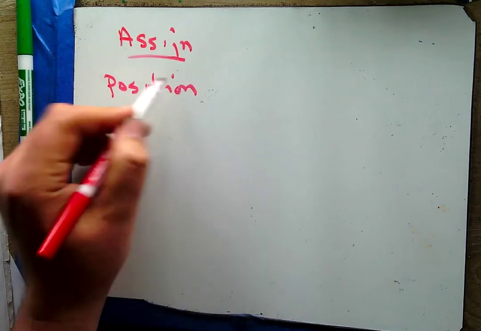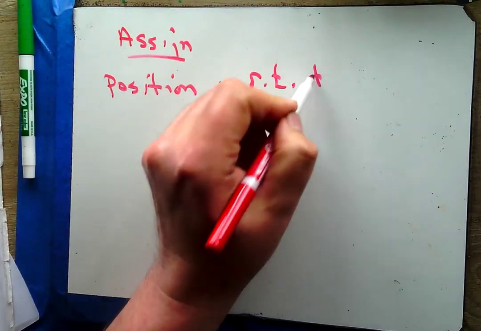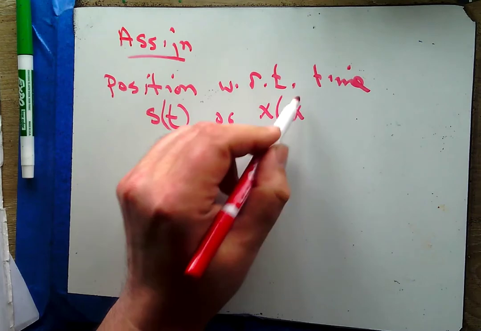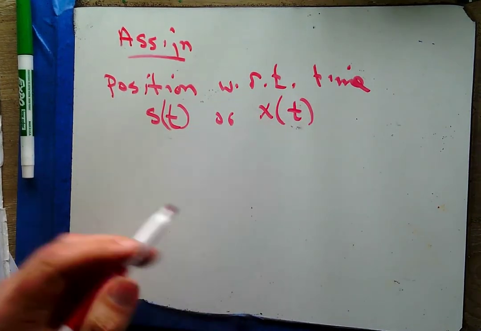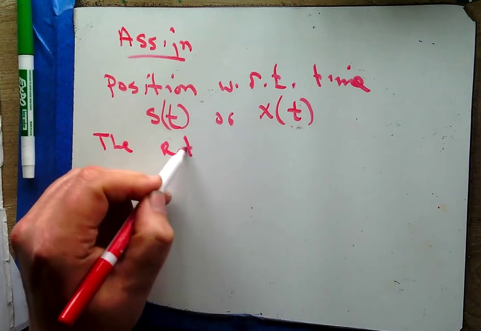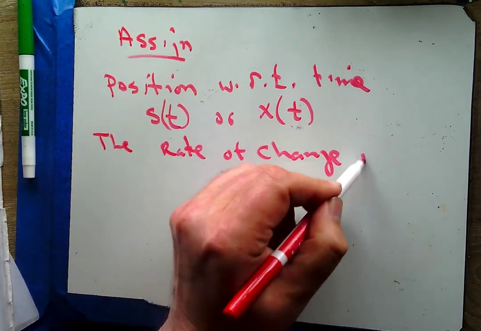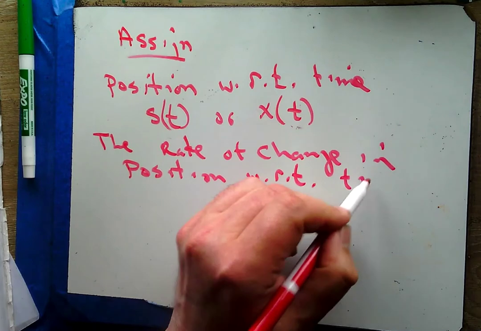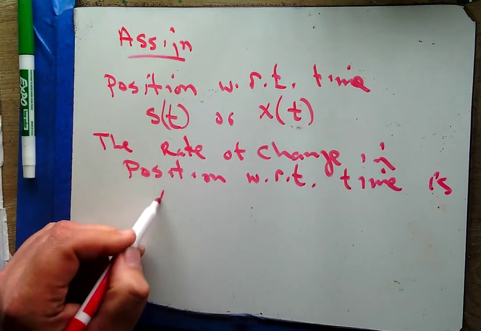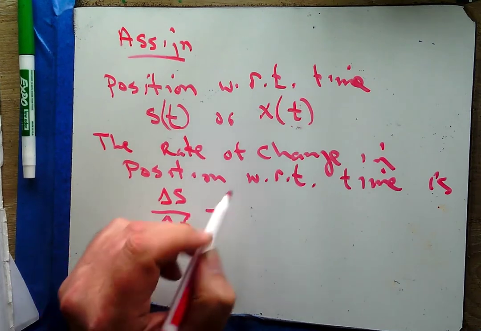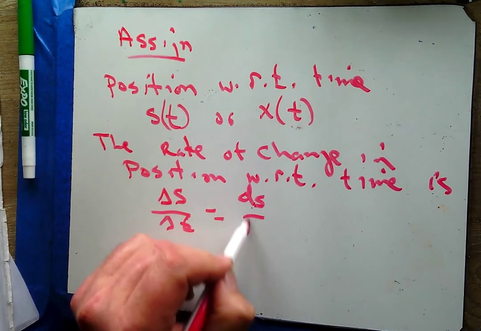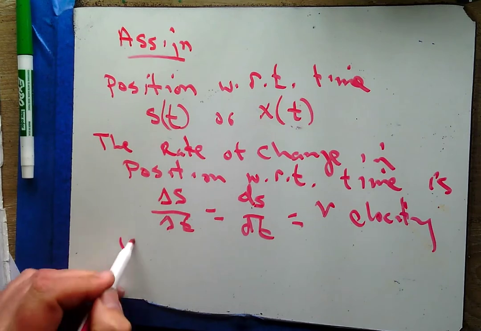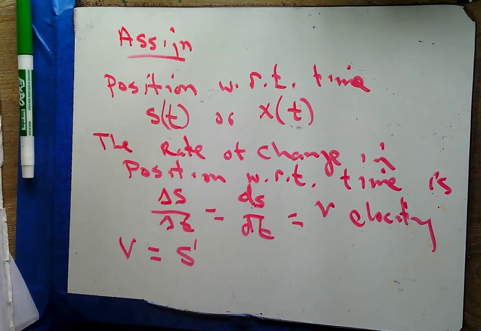Position with respect to time is usually s of t or x of t. The rate of change in position with respect to time is a change in s over a change in t, and so that's going to be ds/dt, which we call velocity. Velocity is the derivative of position.